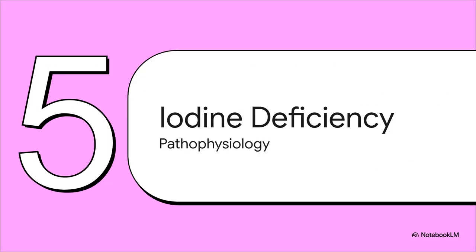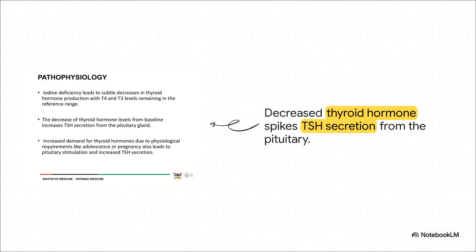And finally, Section 5, iodine deficiency and goiters, pathophysiology. Let's contrast that autoimmune overdrive with the exact opposite problem, a mechanical failure caused by the starvation of resources. Remember that NIS symporter pump we talked about? Well, if there's no iodine to pump, hormone production begins to fail. A dietary iodine deficiency leads to subtle but critical decreases in thyroid hormone production. And because of that brilliant negative feedback loop we learned about, the brain instantly senses the drop. This decrease from baseline causes the pituitary gland to basically panic, resulting in a massive spike in TSH secretion to try and force the failing thyroid to work harder.